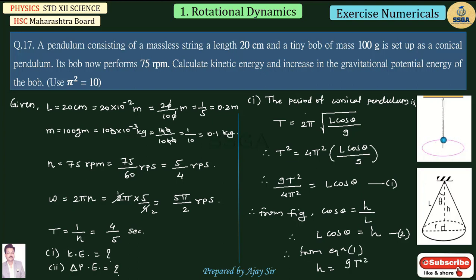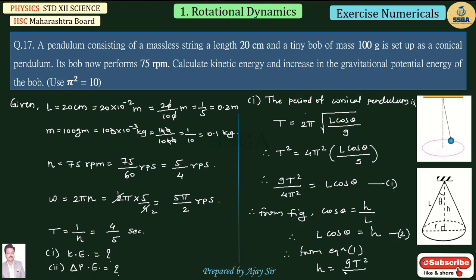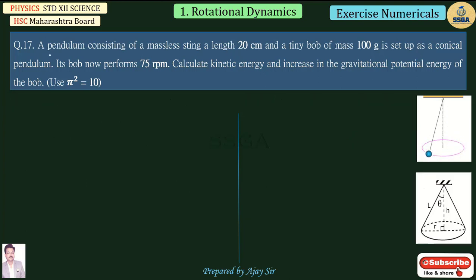G T square upon 4 pi square. So let us write that equation again. So therefore H is equal to G T square upon 4 pi square. So let us put the values. G, that is 10, into T square, so T period, that is 4 upon 5 square, divided by 4 into pi square. Pi square is given, that is 10.